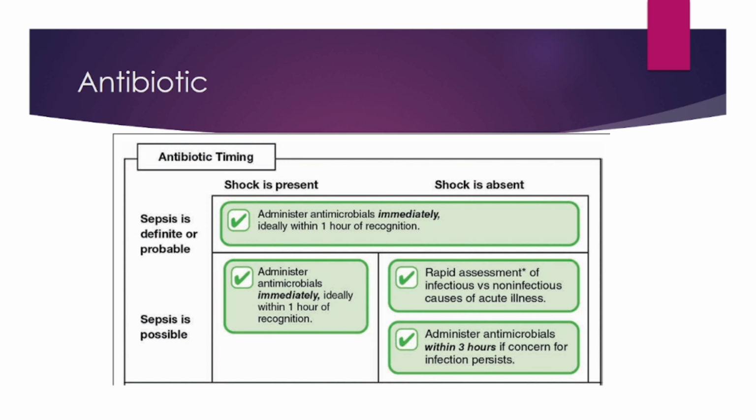Right. So this is the chart which has been given. If shock is present and sepsis is definite, you have to start antibiotic within 1 hour. If sepsis is possible and shock is present, still you have to start antibiotic within 1 hour. And if shock is absent, you can consider starting antibiotic up to 3 hours. You have a grace period, an additional 2 hours to start antibiotic, if sepsis is possible and the patient is not in shock.